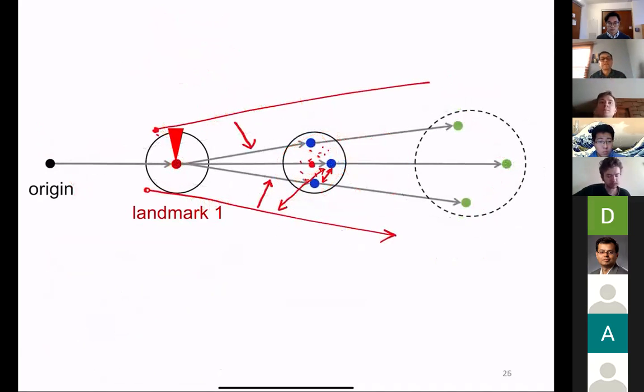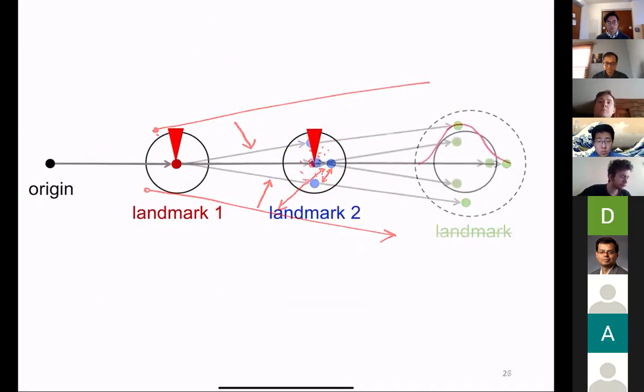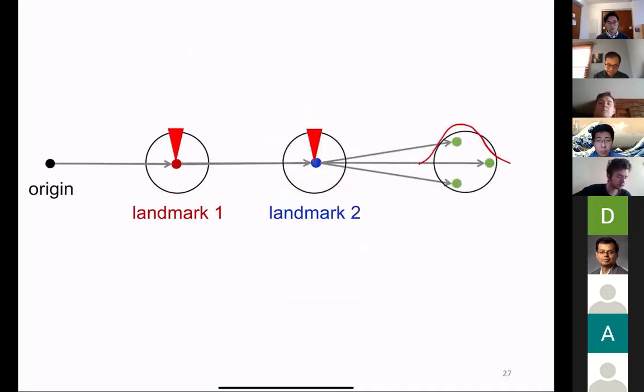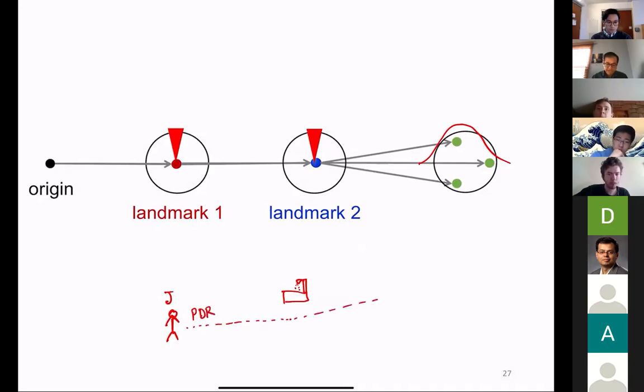Guys, if you get this intuition, you've gotten the whole thing. Is that intuition clear? Imagine there's a water fountain over here. This is a water fountain, let's say. John walks. This is John. John is doing PDR, dead reckoning. And because his PDR is wrong, he estimates the location of the water fountain to be here. This is John's estimate.